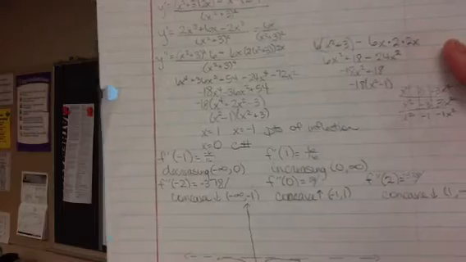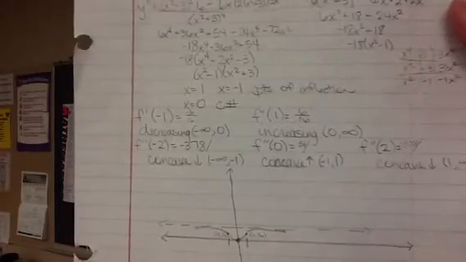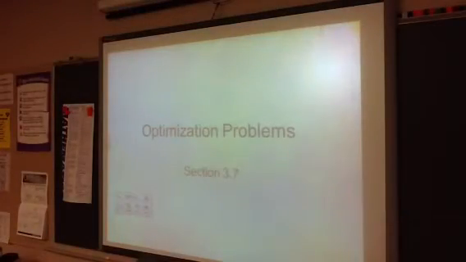You're decreasing from negative infinity to 0, increasing from 0 to infinity, concave down from negative infinity to negative 1, concave up from negative 1 to 1, concave down from 1 to infinity, and there is your graph. A lot of information there.